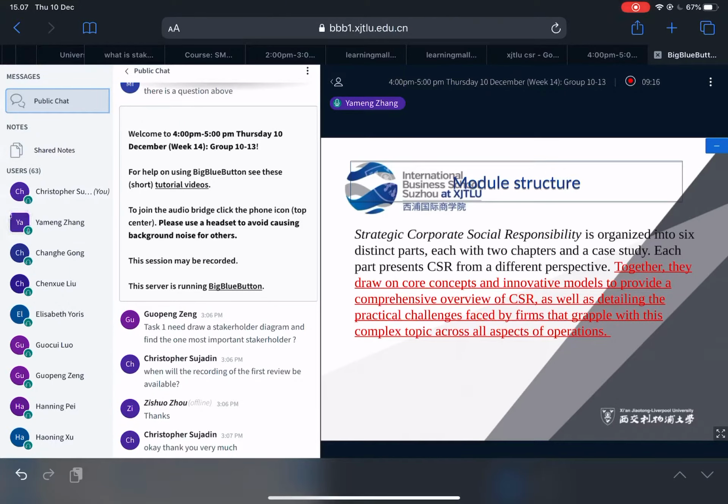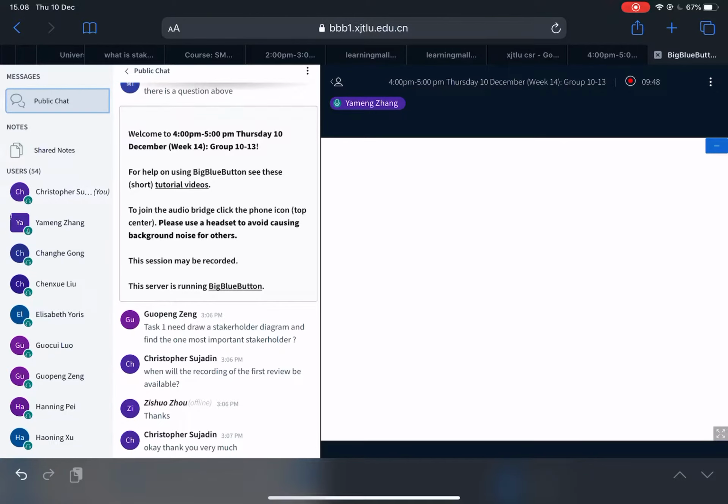Okay, so finally, we're going to have the revision tutorial to reflect on the knowledge we learned from the whole semester. We can notice the module structure, the strategic corporate social responsibilities. We have 6 different parts, and in each part we have 2 chapters. The main task for this module is to discuss what is CSR, but we talk about CSR from different perspectives. So here is the big picture of the module.